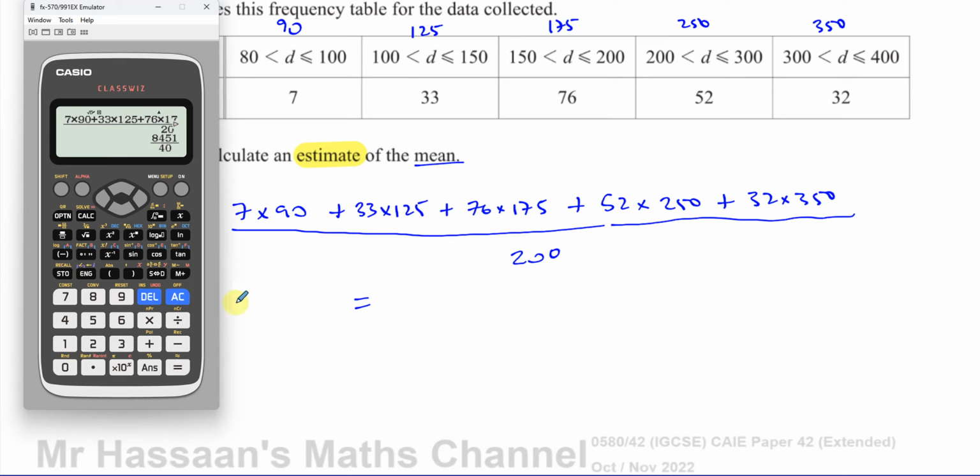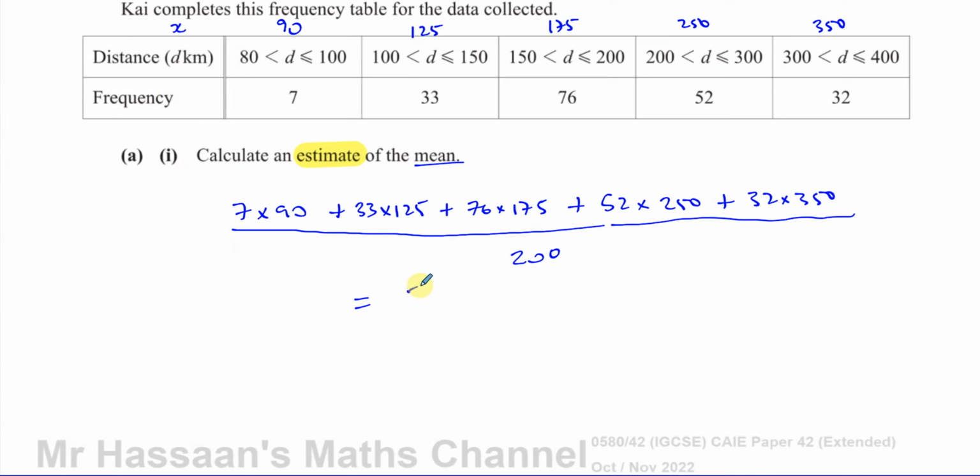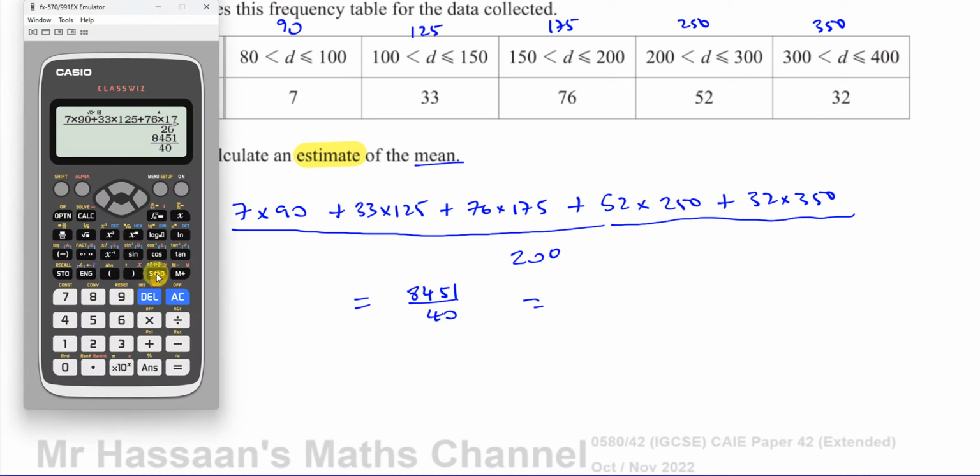And that gives us 8451 over 40, which, of course, we have to round if it needs rounding. So we press SD. That gives us 211.275.